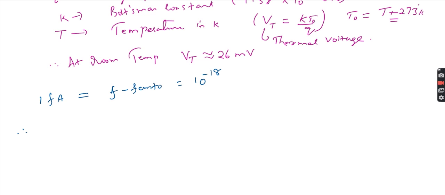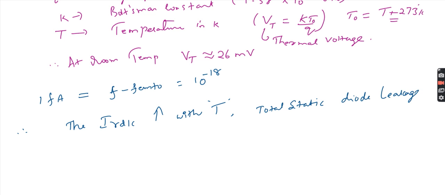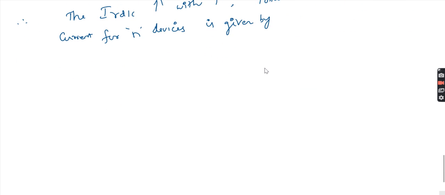With this, I can say the reverse diode leakage current will increase significantly with temperature. Now the total static diode leakage current for n devices, for one device is only okay, for n devices is given by the equation IRDLC equal to summation i equal to 1 to n of Ii. Summation of all the things that we get.